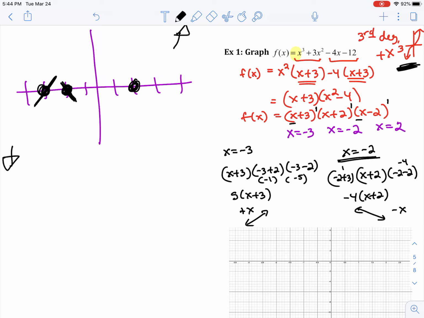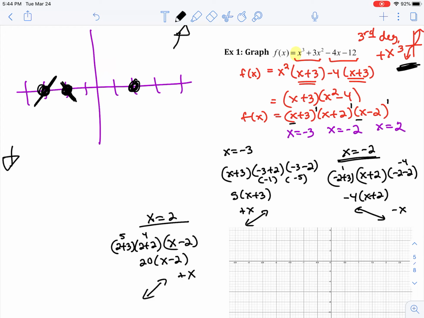And our last root, x equals 2, came from the factor of x minus 2, so I'm going to leave that factor alone. I'm going to take 2 and plug it into the other two factors where it did not come from. So I have 2 plus 3 and 2 plus 2. This is a 5, this is a 4. So I get 20 times the factor of x minus 2, which again is just a positive slope line, which means it would be going up from left to right. So as we approach 2, we should have this positive slope line behavior.